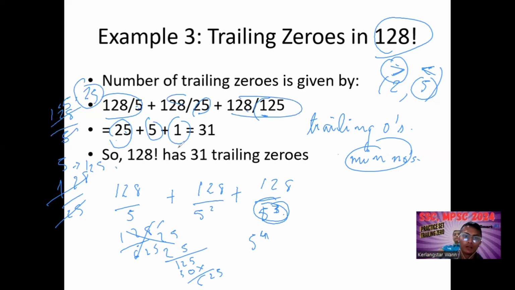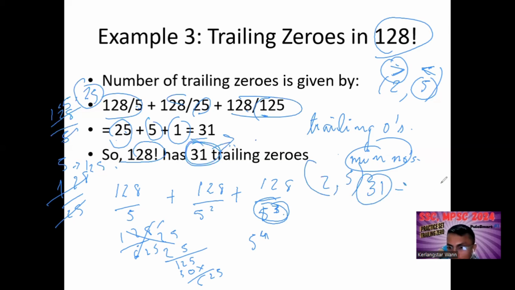So the total number is 31. So 128 factorial has 31 trailing zeros. That means 2s and 5s will pair up 31 times, so we get 31 zeros.